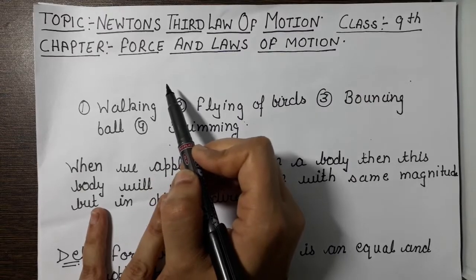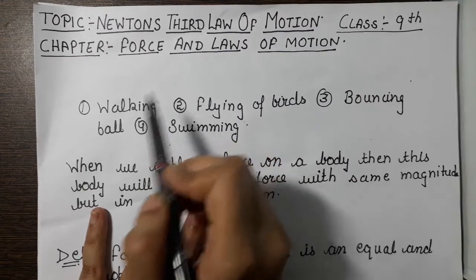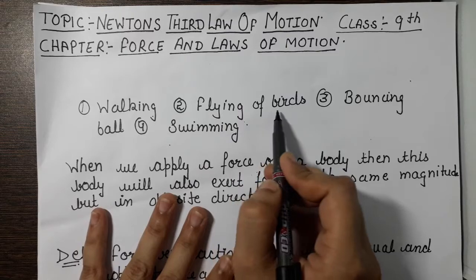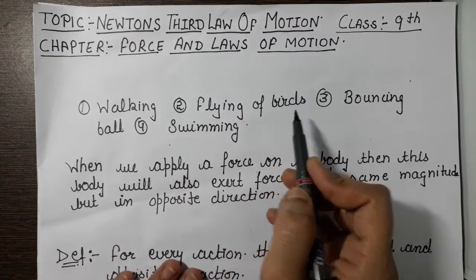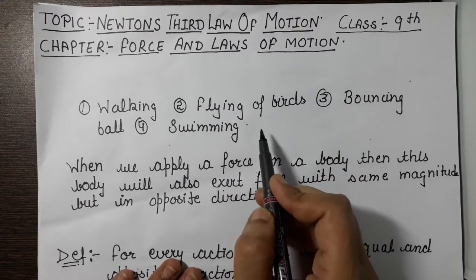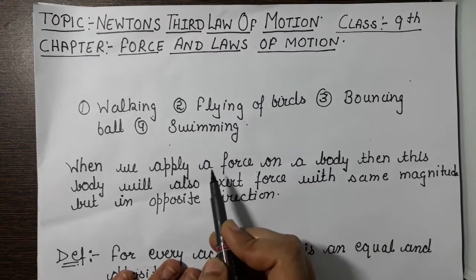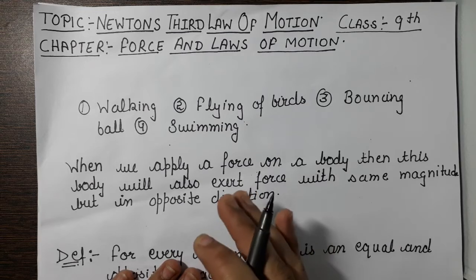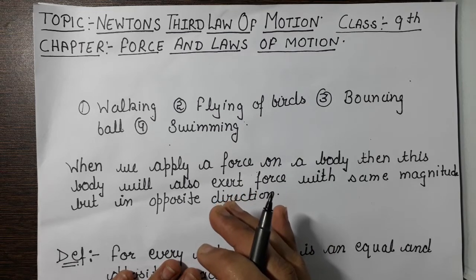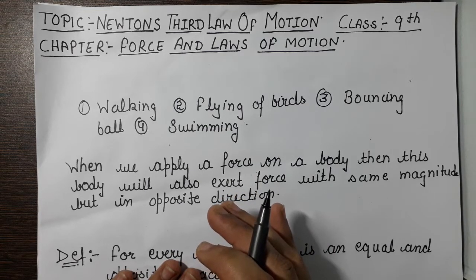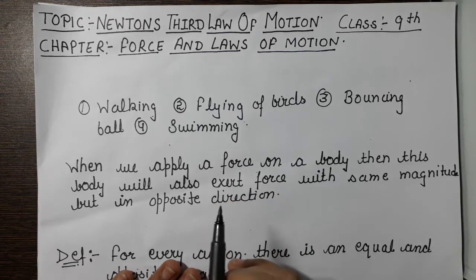As we see certain phenomena around us, like walking, flying of birds, a bouncing ball, and swimming, these phenomena seem very simple to us. But actually these are very complicated phenomena which are explained by a very important law of physics, which we call Newton's third law.